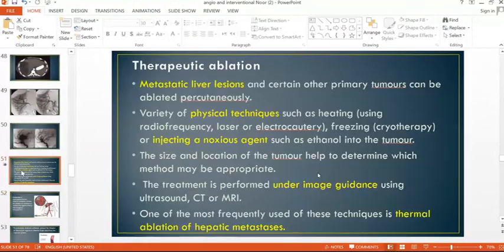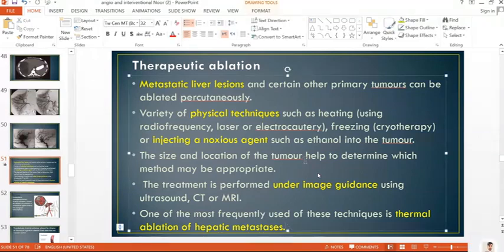So ablation is percutaneous introduction of a physical or chemical agent that will lead to injury and death of the tumor focus, physical such as heat or radiofrequency, and chemical such as ethanol.